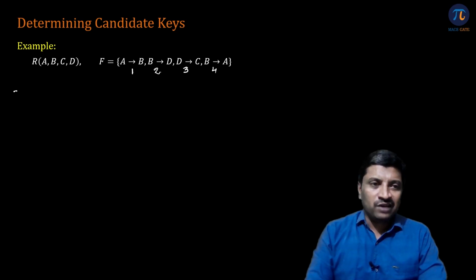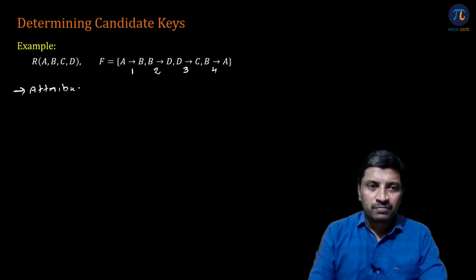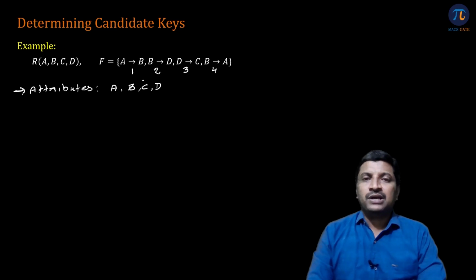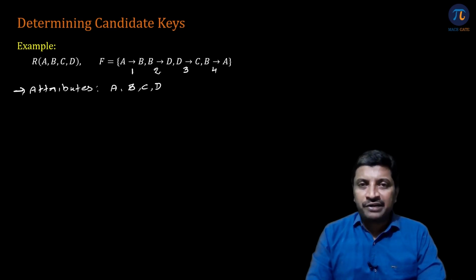Fine. What are the attributes for this relation? The attributes for this relation are A, B, C, D. Now the first step is we need to identify whether there is any attribute which is not present on the right hand side of any functional dependency. If an attribute is not present on the right hand side of any functional dependency, then we cannot derive it by using other attributes. So we must include such attributes in our candidate key. So first let us verify it.